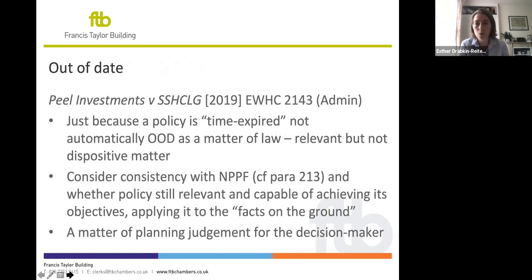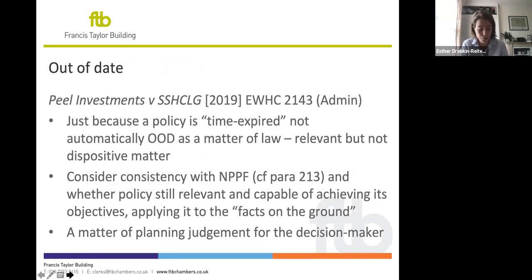So having determined what are the most important policies, you then need to consider, as part of the 3-stage approach, whether they are out of date. And the case of Peel Investments, which follows on from Gladman and Hopkins Holmes, as Andrew has already indicated, discusses how to determine whether policies are out of date.